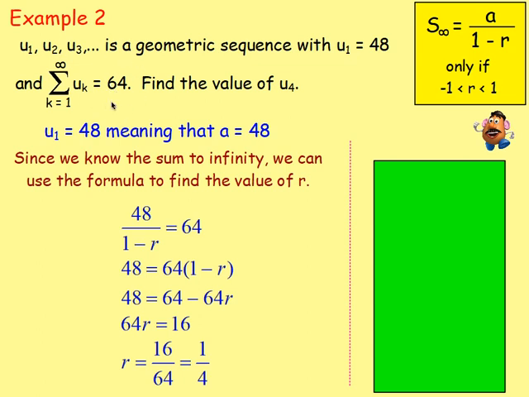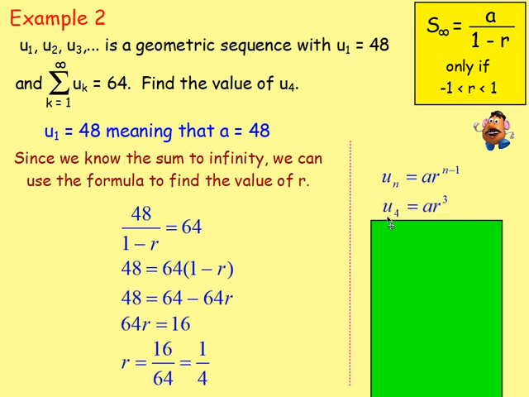How would you work out a specific term? What would you do? You would use the formula that we learned a couple of lessons ago to work out a specific term in a geometric sequence. You use the formula Un equals A R to the n take 1. So n is going to be 4. We're wanting U4, so U4 would equal A R to the power of 4 take away 1, which is 3.